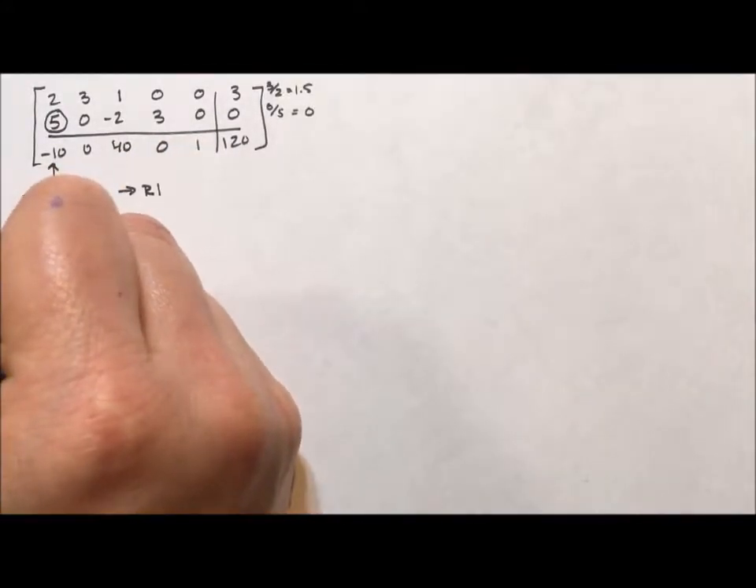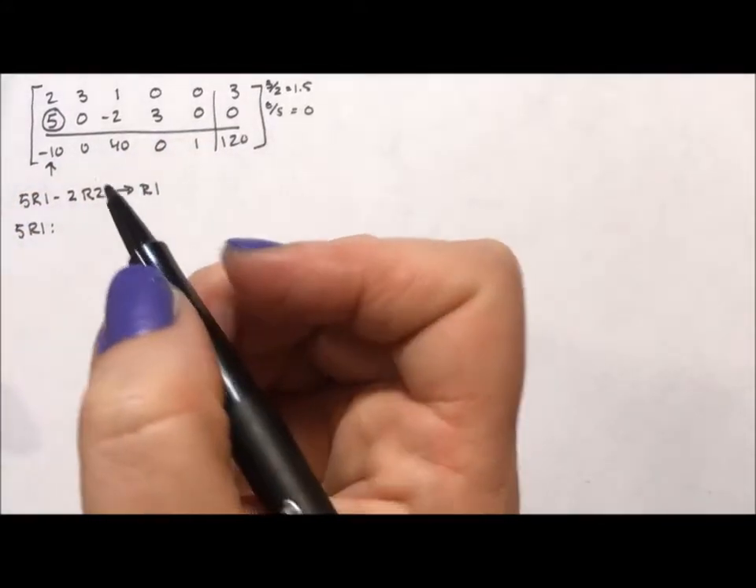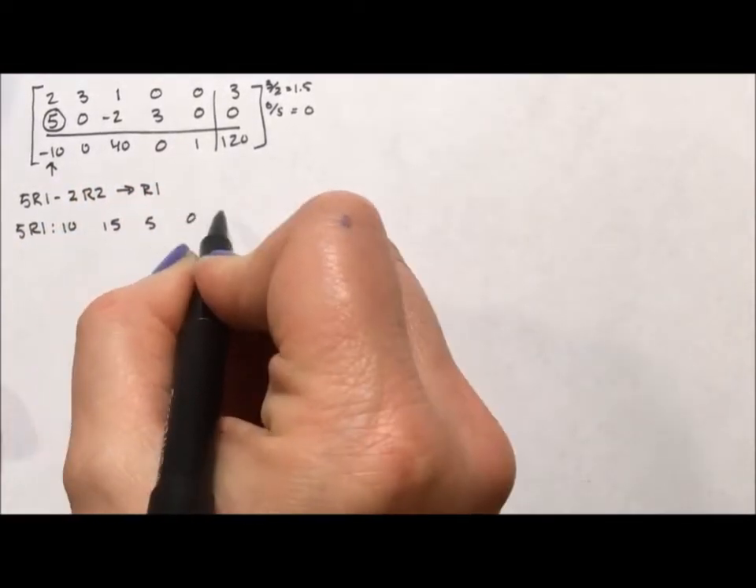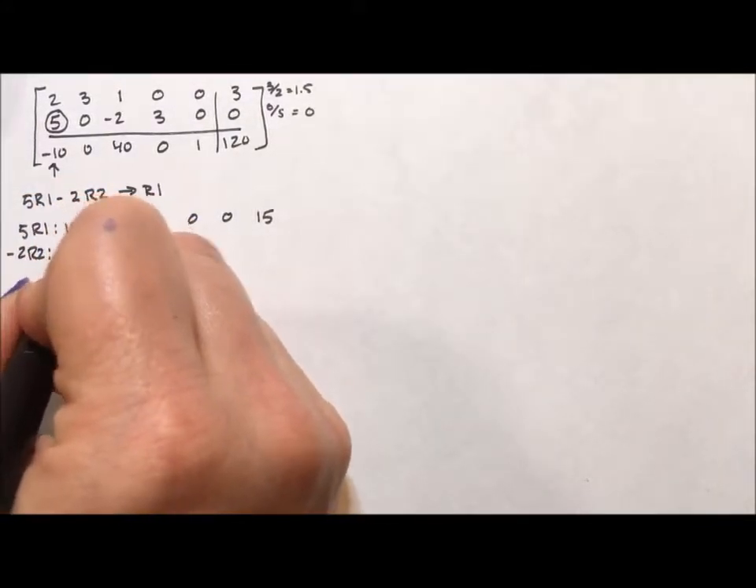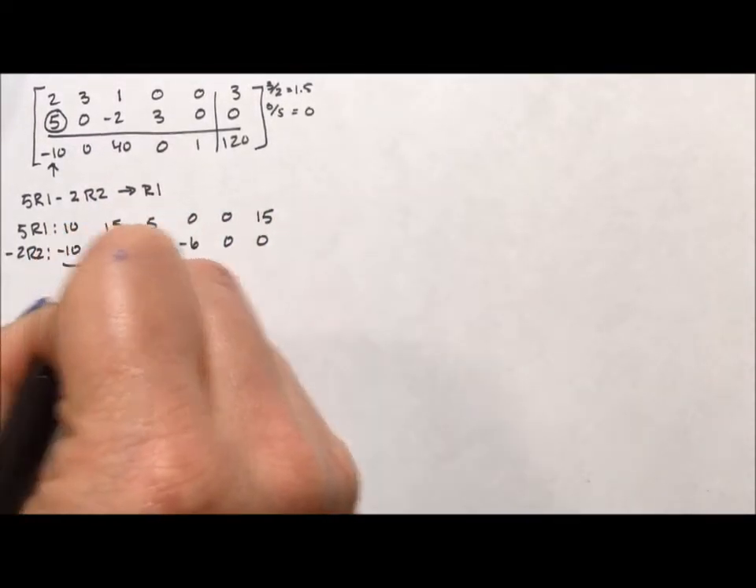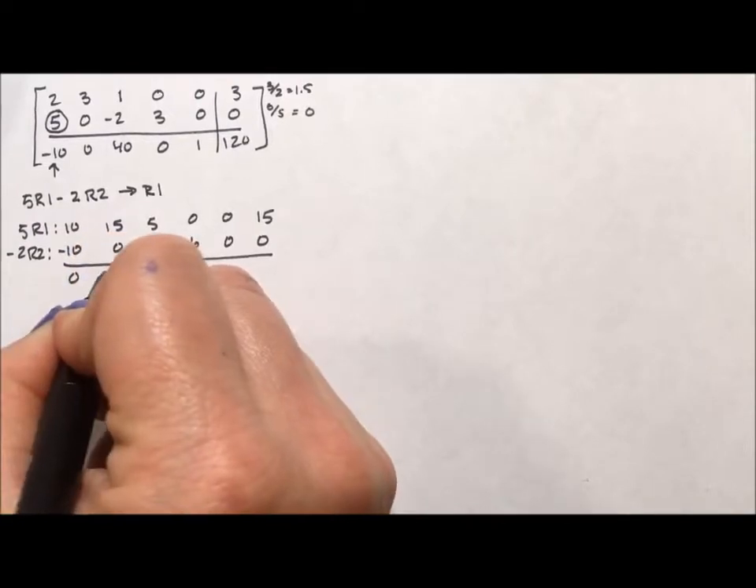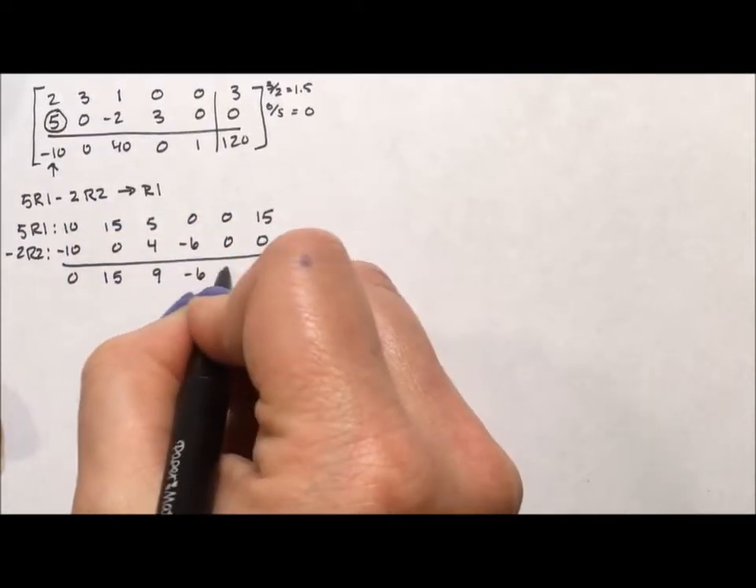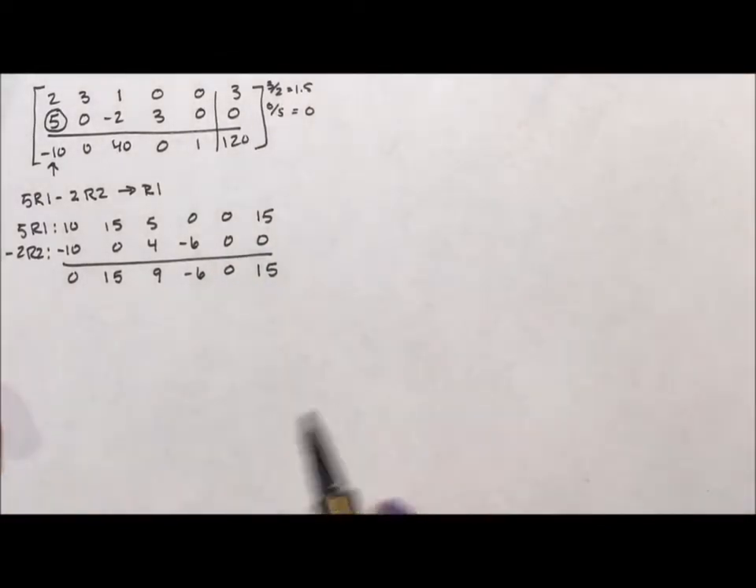So 5 times row 1 is going to be 10, 15, 5, 0, 0, 15. And minus 2 times row 2 is going to be negative 10, 0, 4, negative 6, 0, 0. And when I add down, I'm going to get 0, 15, 9, negative 6, 0, 15.